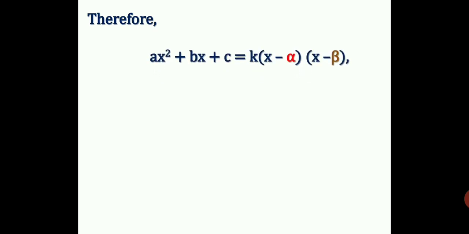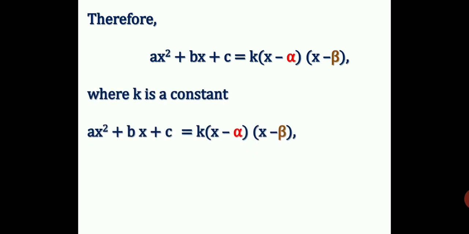ax square plus bx plus c equals k times (x minus a)(x minus b), where k is any constant. Then we can write our quadratic equation in terms of factors, where k is a constant.